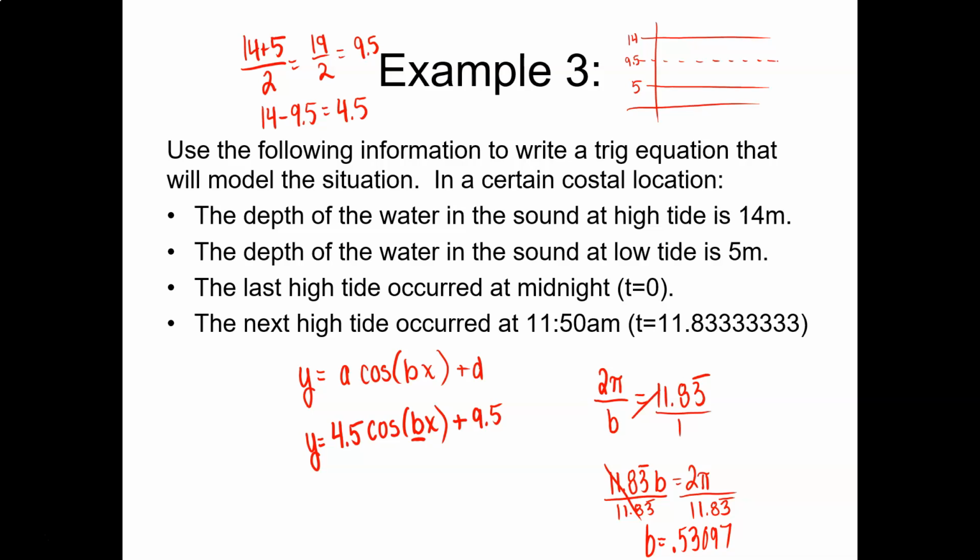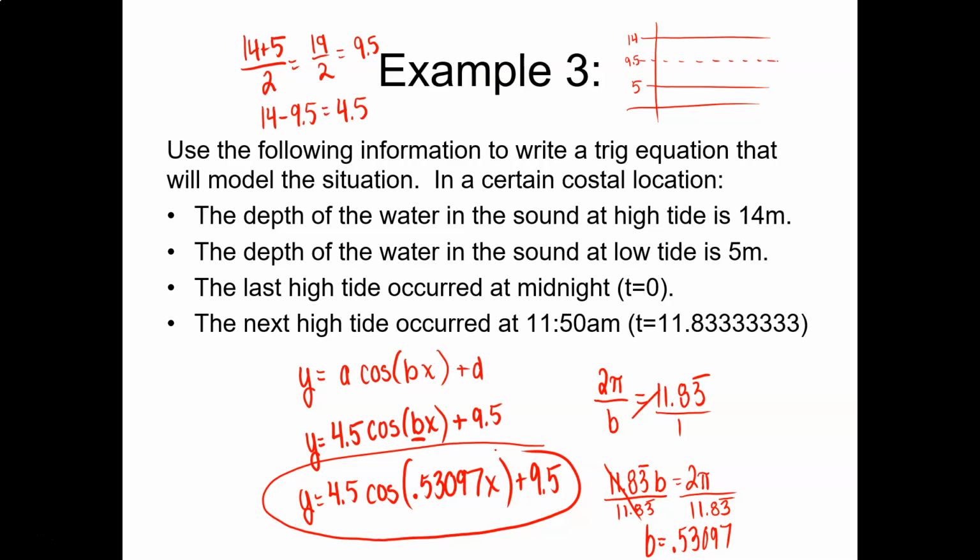I think on the ones I'll probably round to 3 decimal places, but the more decimal places you keep, the more accurate it will be. Something like this would probably be multiple choice, so you would be able to see where it's been rounded to. So that's our B. So our equation should be y equals 4.5 cosine of 0.53097 x plus 9.5. And that should be our answer.